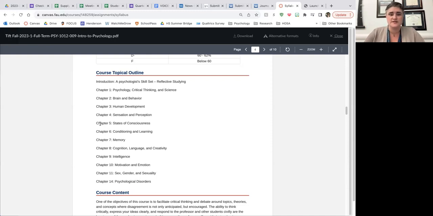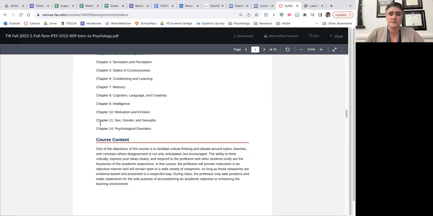Usually chapter 2, for example, will take me 2 weeks to get through, whereas chapter 9 takes me 3 days in class. So it really just depends on where we are in the semester, how long it's going to take us to move through. We do skip chapters 12 and 13, and we jump to 14 because I really want to make sure we get to psychological disorders before the end of the semester.